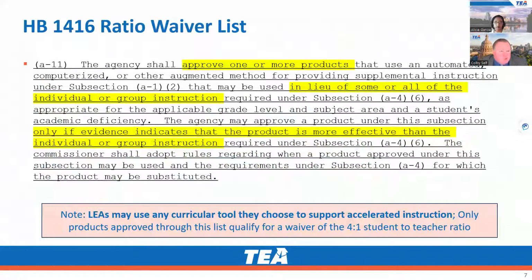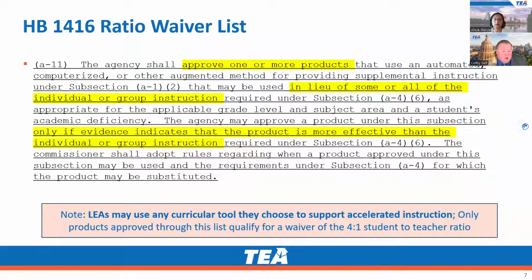So more specifically about the ratio waiver list in statute, it does call for the agency to approve one or more products that use an automated, computerized, or other augmented method in lieu of some or part of individual or group instruction, only if the evidence indicates that the product is more effective than individual or group instruction. So this does require a high bar for the products that are included on the list we're going to review today, and it does require a process which we'll go over.